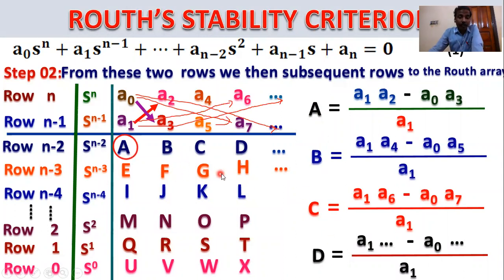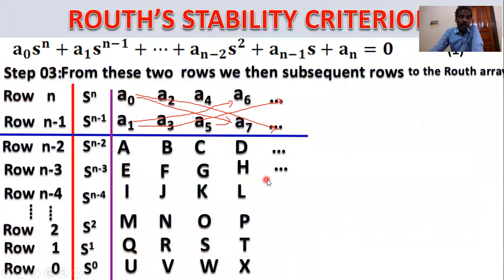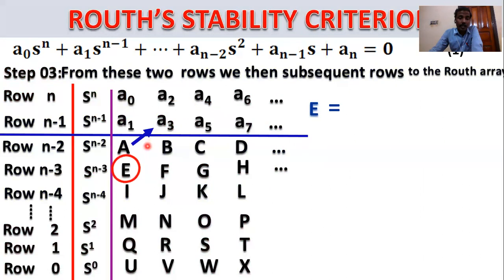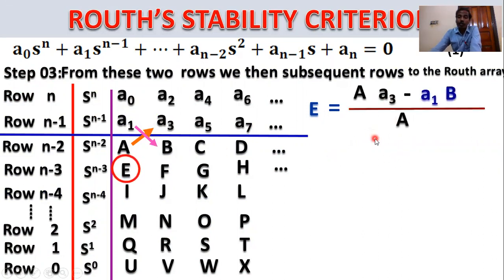Then calculate E, F, G, H. What is the magnitude of E? E equals A into A3 minus A1 into B, divided by capital A. So write down here A into A3 minus A1 into B divided by A. So this is the magnitude of E.